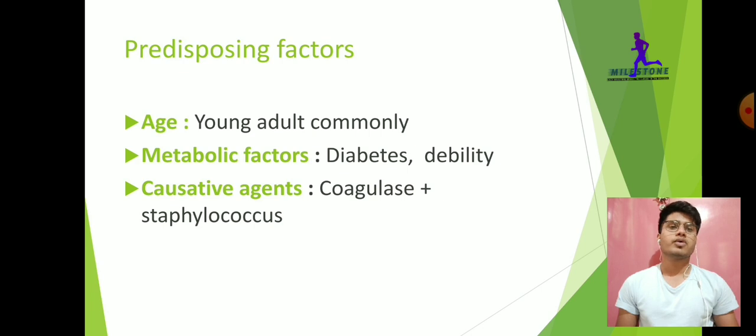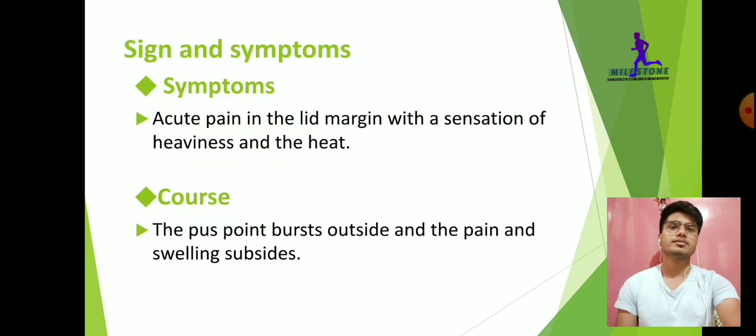Of course, when you have low immunity, and of course when you have diabetes or a debilitating state, chronic disease, then you are more prone to get this infection. And this is a suppurative inflammation. So whenever there is pus, you know it is staph, right? So the causative organism is coagulase positive staphylococcus. Okay. Now signs and symptoms.